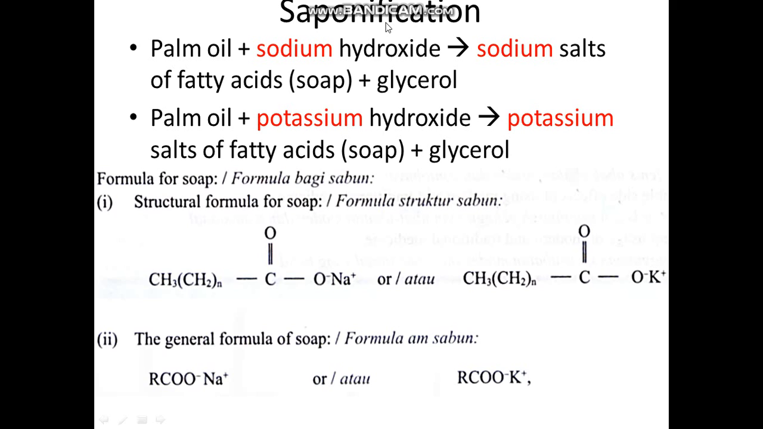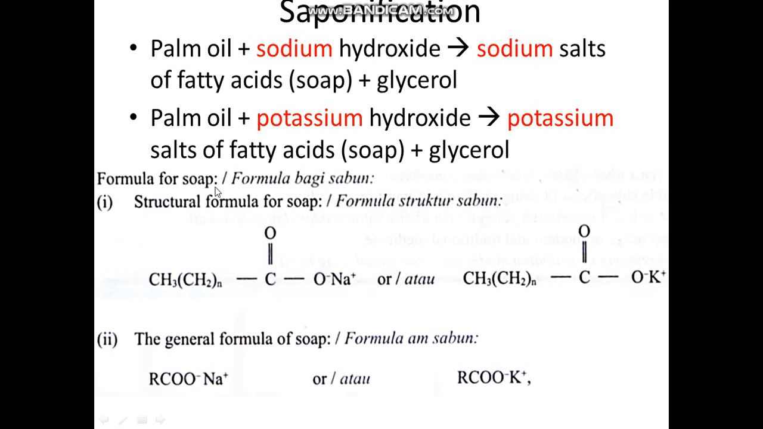Saponification, like I just mentioned, we may use sodium hydroxide or potassium hydroxide as alkali. If you use sodium hydroxide, the soap is known as sodium salt of fatty acid. If you use potassium hydroxide, the soap is known as potassium salt of fatty acid. Very easy, right guys?